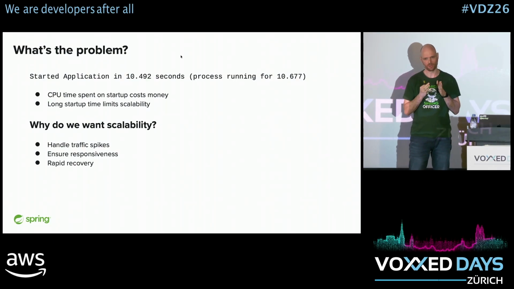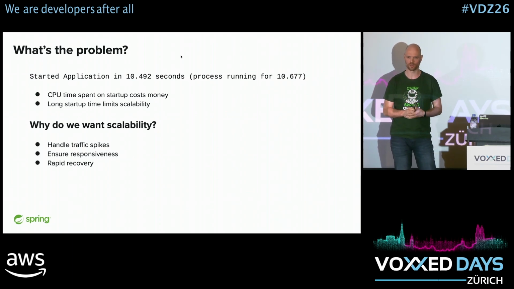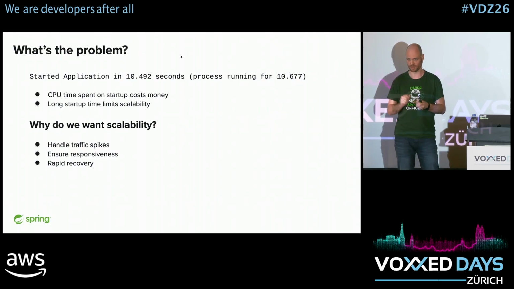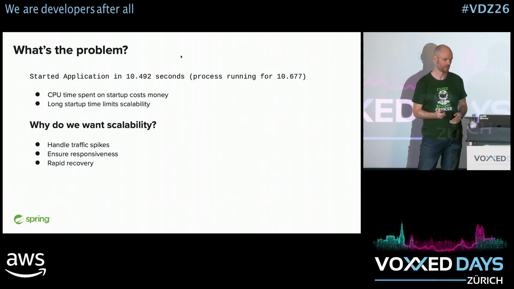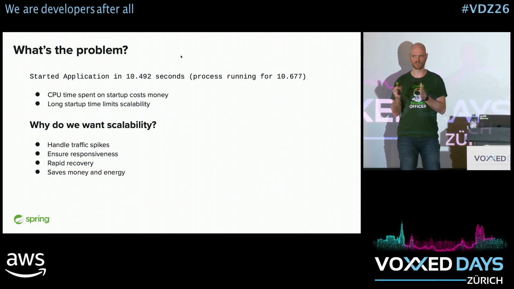If you don't have scalability, you also run into problems with rapid recovery. Think about your Kubernetes cluster and one pod goes down. And if the pod takes like 30 seconds to start up, that's a problem because now the crashed pod is restarting, but it takes like 30 seconds. So you only have a window of 30 seconds where the other pod should not crash. If that crashes, you're essentially completely down. And it also saves money and energy if you can do scaling, because think about it, you only use the resources you need, and when you need more, you scale up and you pay more, but if you need less, you scale down and you pay less.